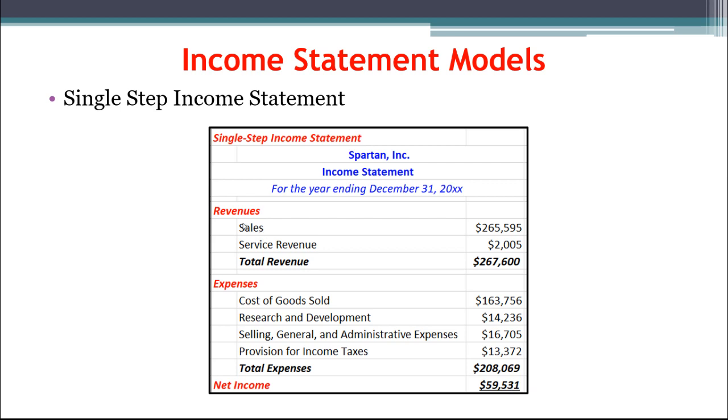So here with the single-step statement for this entire year, we're listing out all the revenues we have. There are two different types of revenue, some sales, some service revenues. We get a subtotal. Then we list out all the expenses, including the cost of goods sold. I want to point that out explicitly because we're going to see that in the next slide in a different place. So cost of goods sold, and then we have a variety of other things. Research and development, selling, general and administrative expenses, income taxes. We get a subtotal. We subtract the two and we have net income.